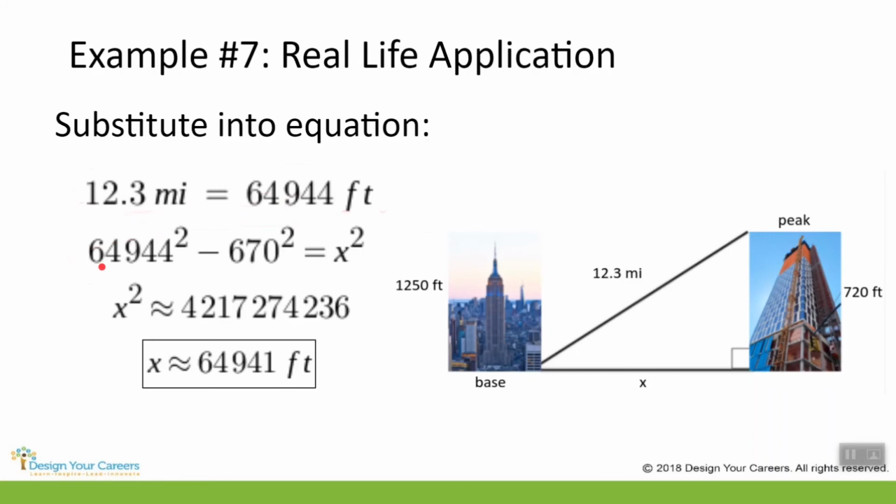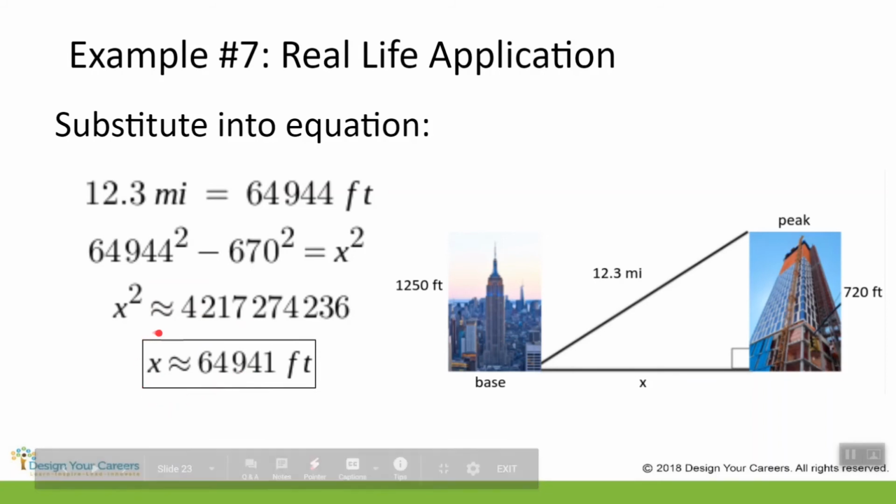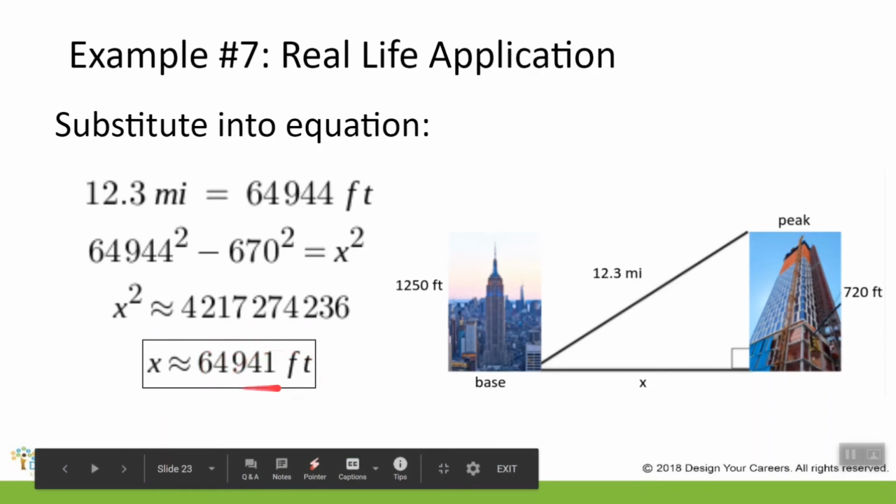And then now you use the Pythagorean theorem. 64,944 squared minus 670 squared is equal to x squared. And this would also require a calculator once again. And then x squared is equal to this number right here. And then once again you would take the square root of this number to get x. So x is about 64,941 feet. And as it said in the question, you have to put your answer in feet. So it was good to do this.